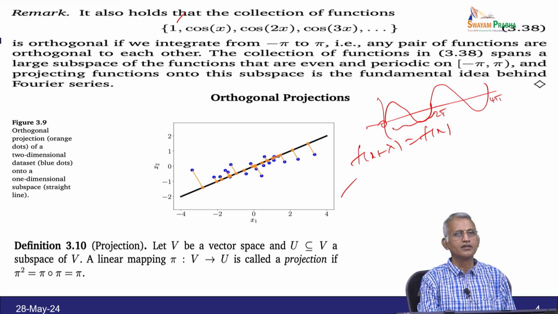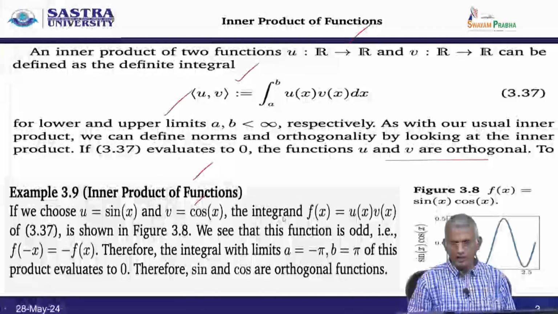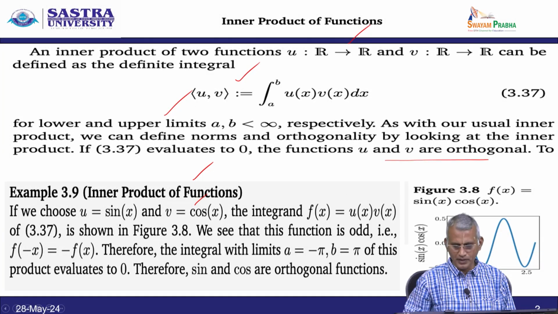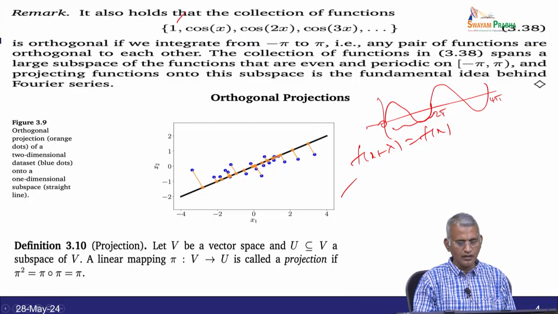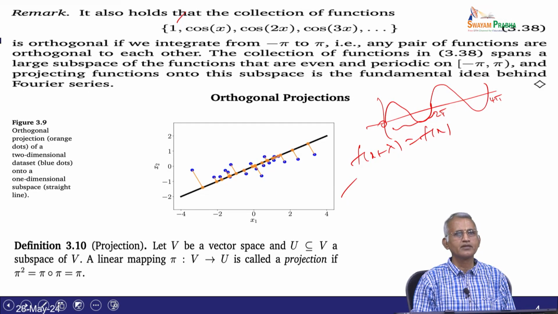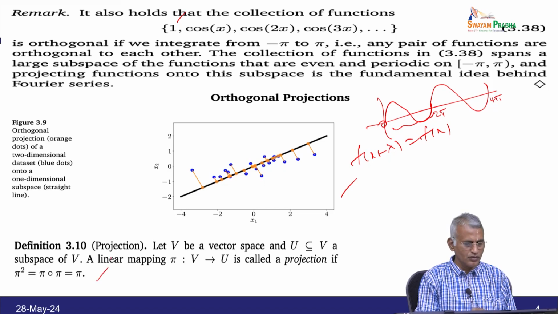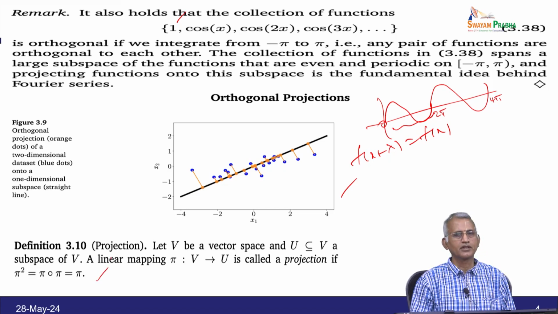Next we have to discuss projection. Let V be a vector space and U a subspace of V. A linear map pi from V to U is called a projection if pi squared, that is pi composed with pi, equals pi. So this is the meaning of projection.